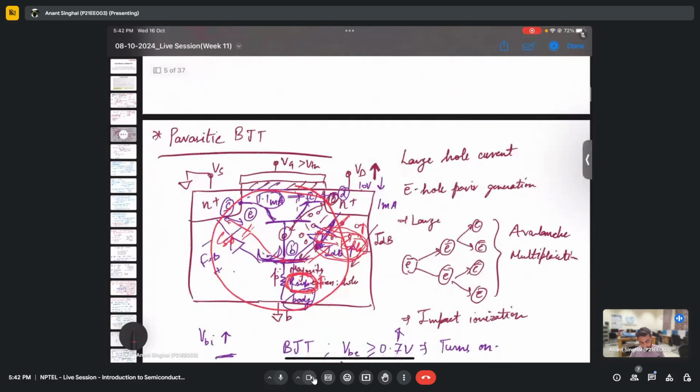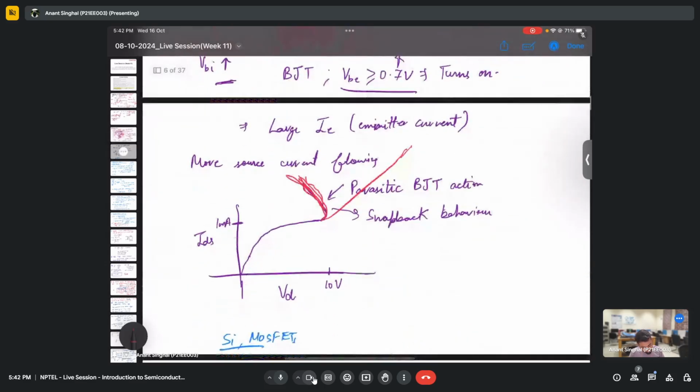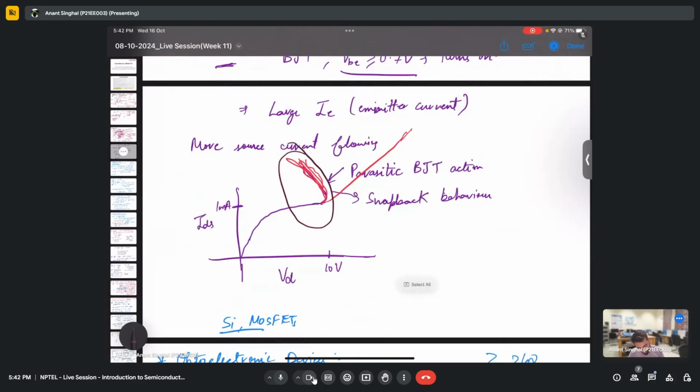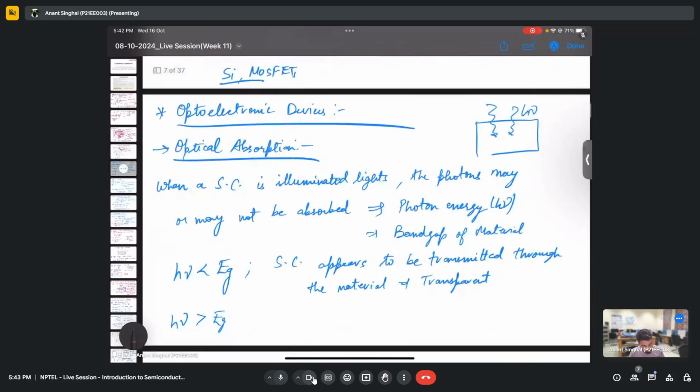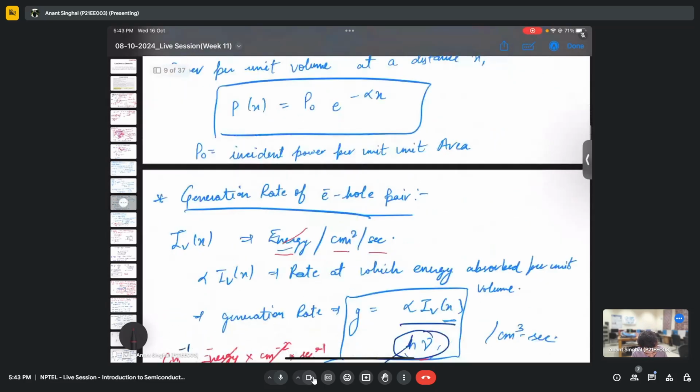And then we discussed some of the problems that were posed by some of the students. One of the things was parasitic BJT. I discussed what this parasitic BJT is and what snapback is, that the effective drain voltage decreases instead of going like this, the ID-VD curve goes like this. And then we came towards the main topic, which was optoelectronic devices.